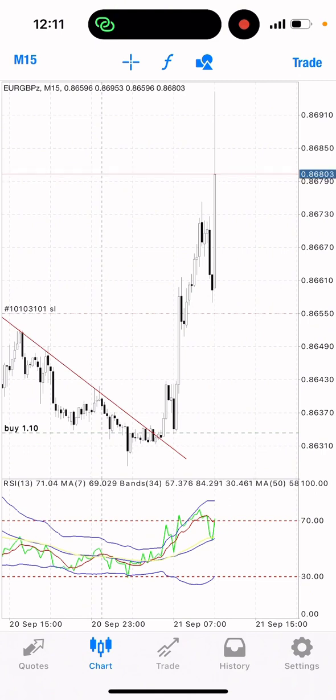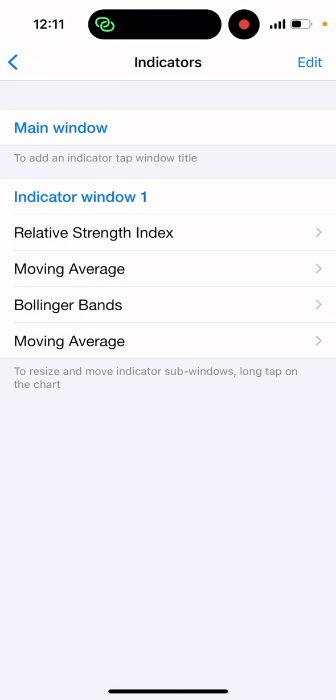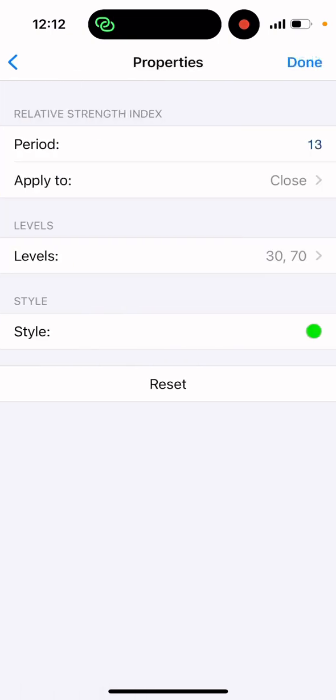Before I show you how we use the TDI indicator and my TDI forex strategy, let me first show you how to set up the TDI indicator on your MT4. On your MT4, you click on this F icon. Here are the indicators you need to add. The first indicator is the relative strength index. The period should be 13, apply to close, the levels should be 30 and 70, and the style should be green.